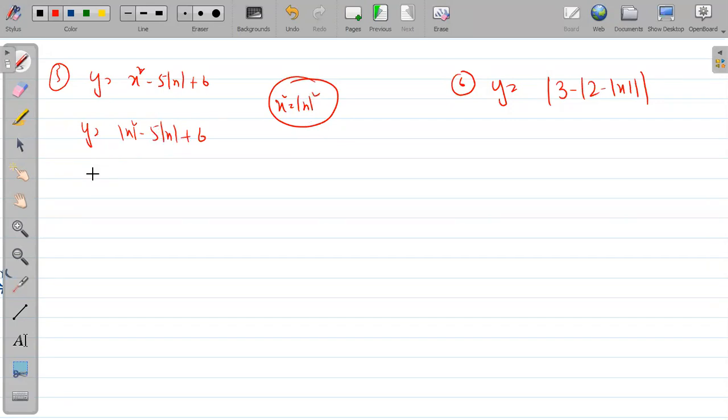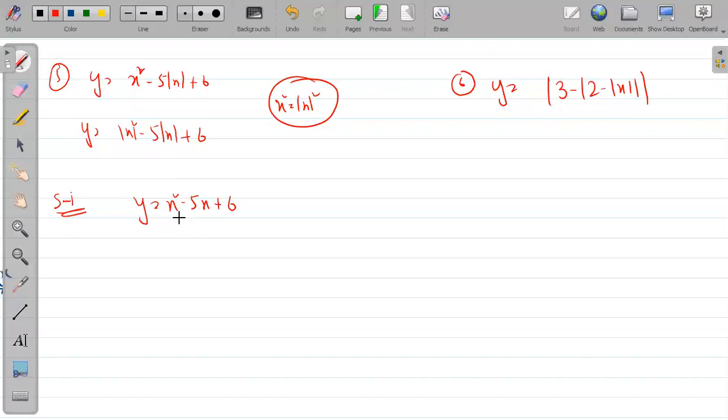So first, step 1, I will try to draw the graph of this function. After that, I will be replacing x by mod x. That means it's a function f of x, and after that we will be replacing it by f of mod x. Okay, fine. So let's take this first thing.